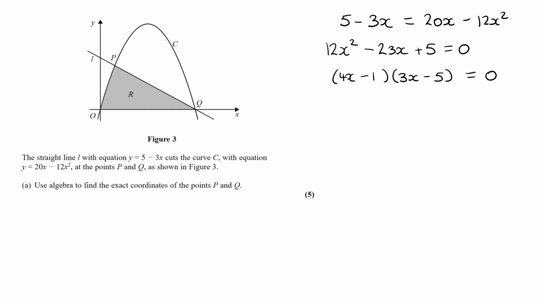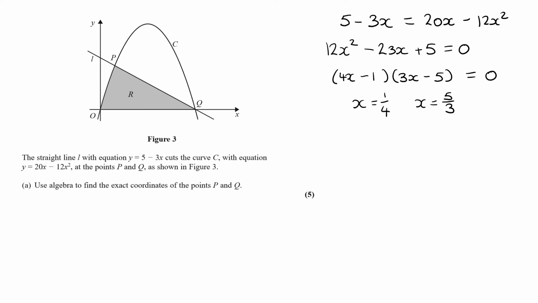So what this means is my x coordinates are x equals a quarter and x equals 5 over 3. So those are my x coordinates, but I need to find the y's as well. So now we just simply substitute into y equals 5 minus 3x. I'm going to sub it into the equation of the line because it's going to be a little bit easier than subbing it into the quadratic instead.